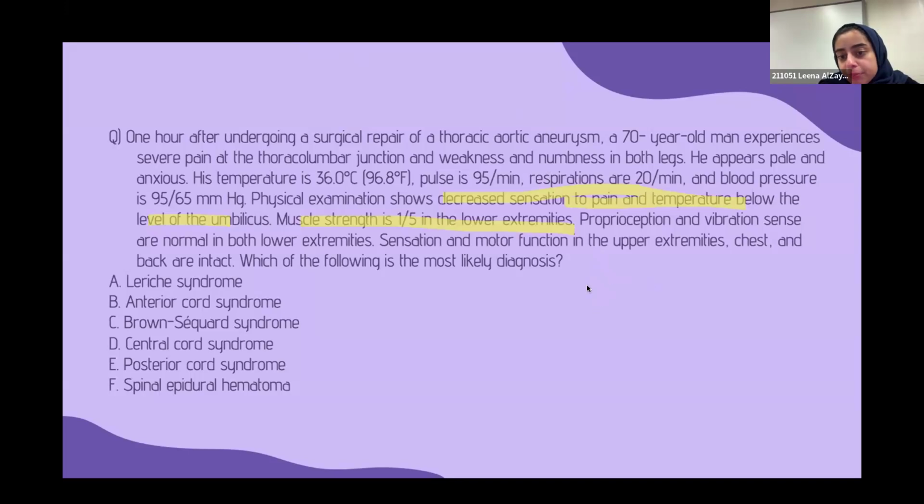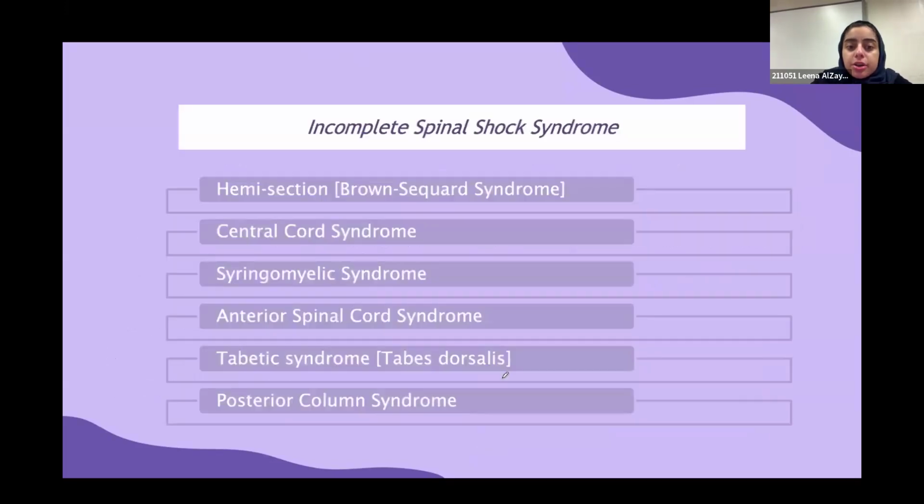Okay, B. Good job. I'm not sure if someone said C now or before; it doesn't show me the type. B. Okay, so the answer is correct. It's B, so it's anterior cord syndrome.